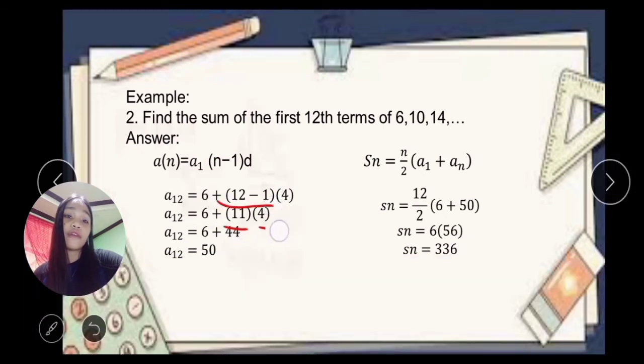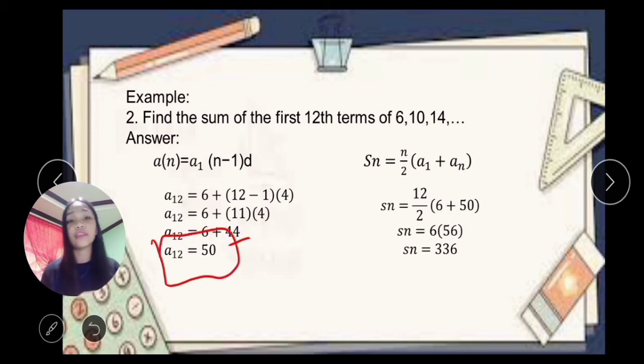Then, we need to minus this 1. So, 11 yung result niya. Saka bring down yung 6 saka 4 natin. And next thing to do is multiply: 11 times 4 is 44. So, next to do is to add ang two numbers na nabili. 6 plus 44 equals 50. So, that is our 12th term, 50.